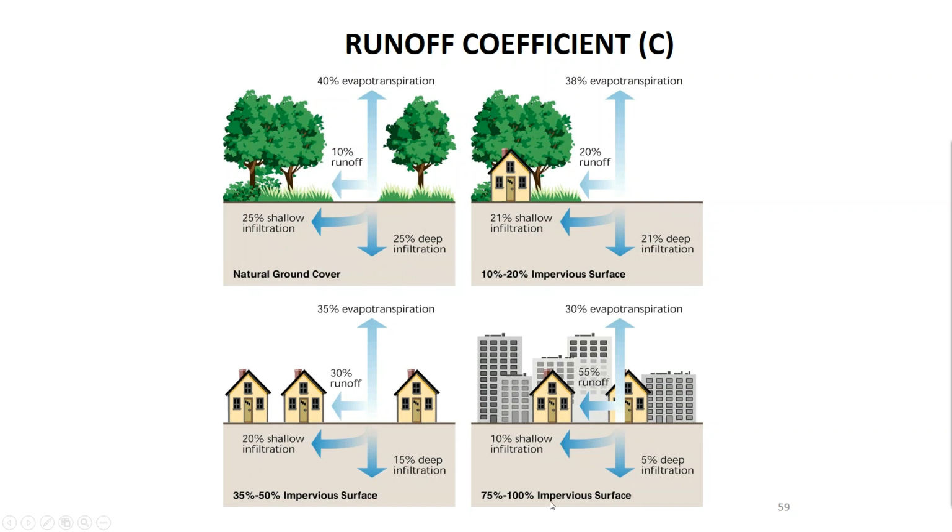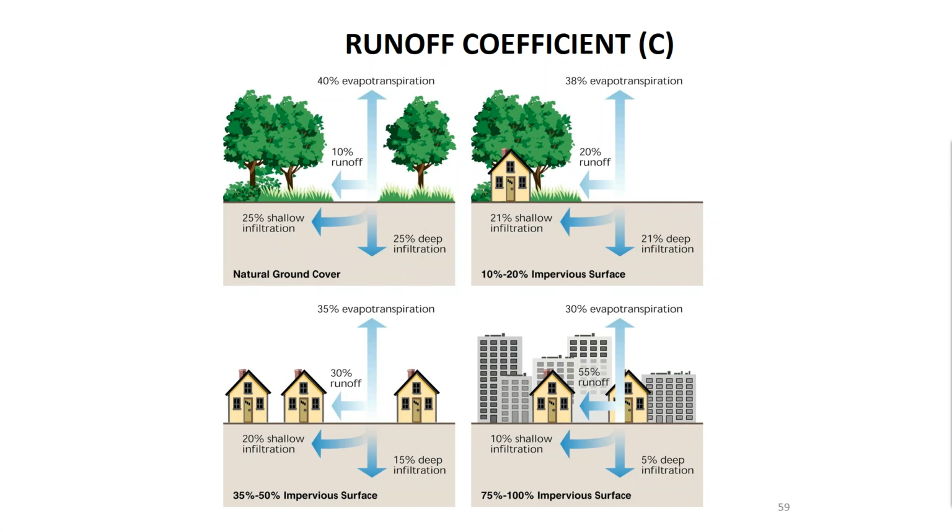If you get to a more impervious surface, like a built-out area, that changes quite a bit. So maybe 5% is going to go into deep ground, 15% is going to go into the ground shallow, maybe 30% evapotranspiration because there's less vegetation, and 55% of the rain that falls on the ground is going to go to your stormwater system. And that is what you need to design your stormwater system for, the 55% of the rainfall that falls on the ground.